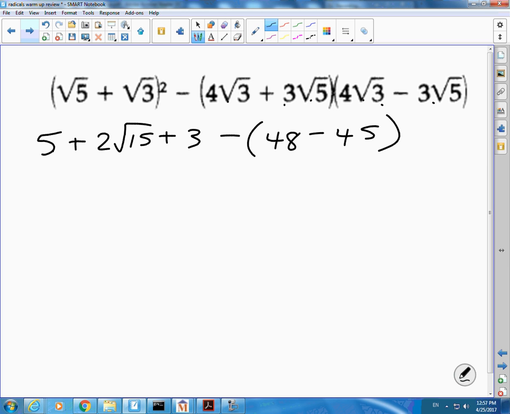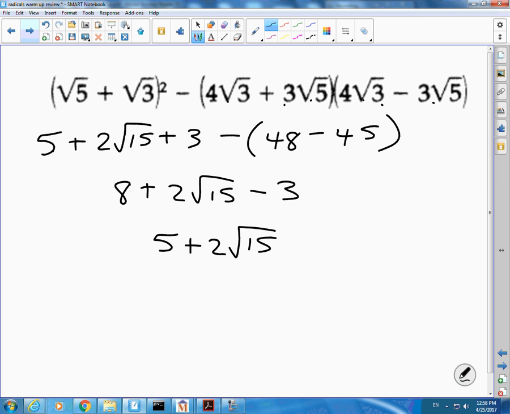So I'm going to get 5 plus 3 is 8, plus 2 root 15, minus 45 from 48 is 3. So I'm going to get 5 plus 2 root 15. And that's the little review we did today.